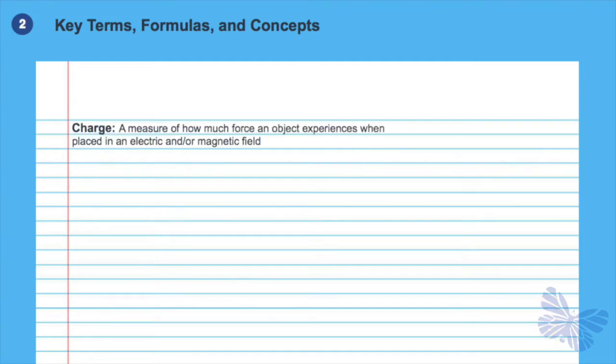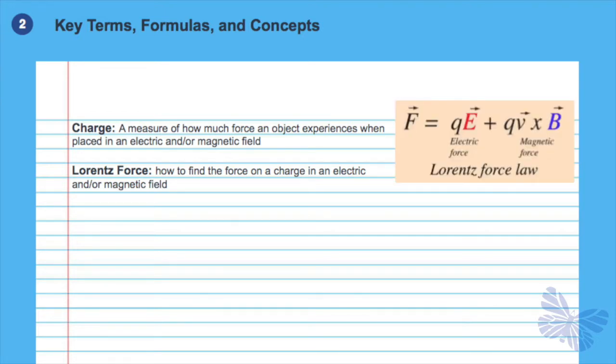Alright, so the actual definition of charge is based on how much force an object experiences when placed in an electric and or magnetic field. And so that is spelled out with the Lorentz force, and so that you can see here. The force from an electric field is just Q times E. And then for the magnetic field, it's QV cross B. So that's a key formula to have nailed down. So that can basically tell you the force on any charge in any combination of electric or magnetic field.